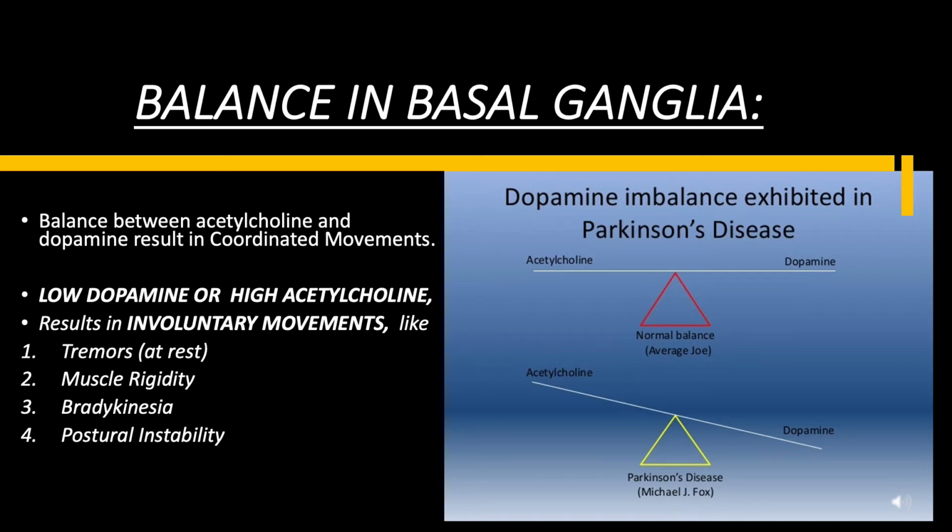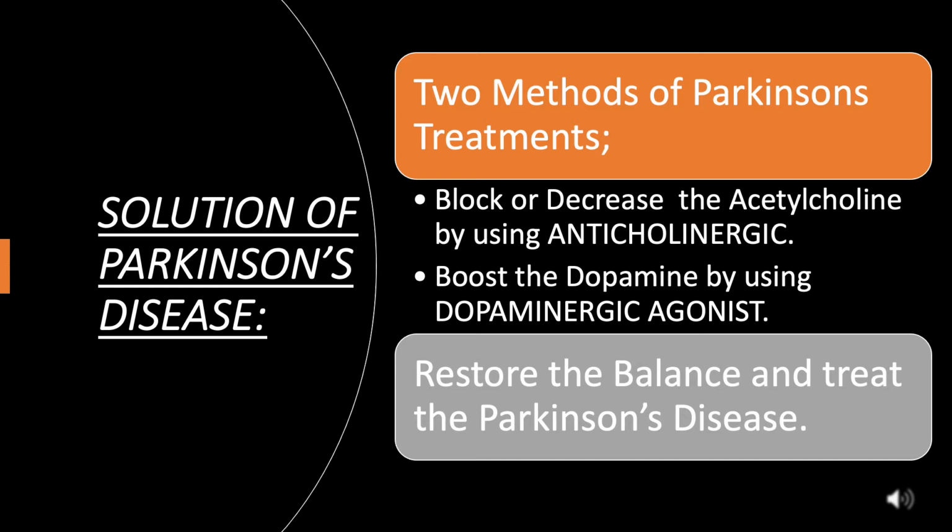Low dopamine or high acetylcholine results in involuntary movements, like tremors at rest, muscle rigidity, bradykinesia, and postural instability. This diagram shows the dopamine imbalance exhibited in Parkinson's disease. Solution of Parkinson's disease: two methods of treatment. Block or decrease the acetylcholine by using anticholinergics, or boost the dopamine by using dopaminergic agonists, to restore the balance and treat Parkinson's disease.